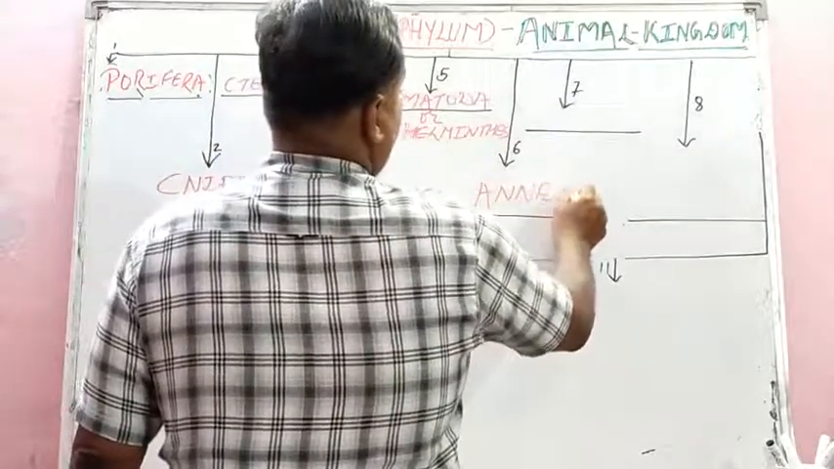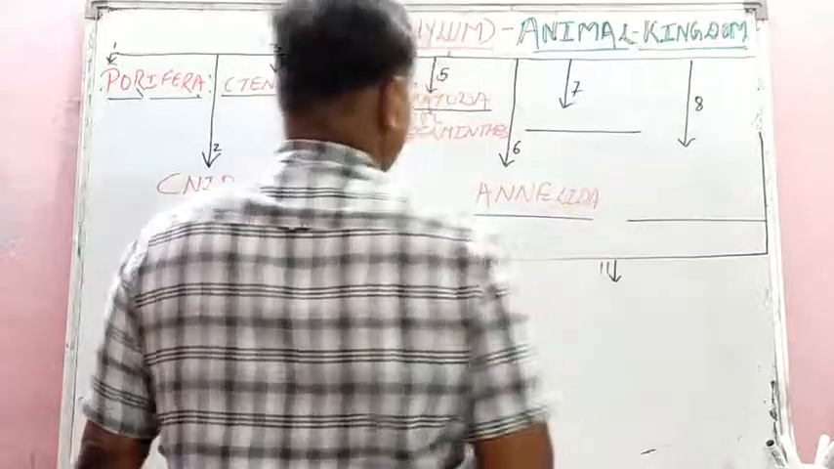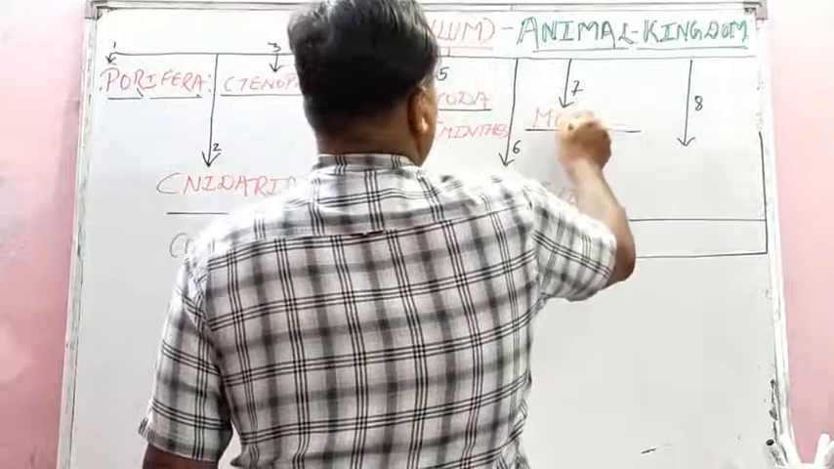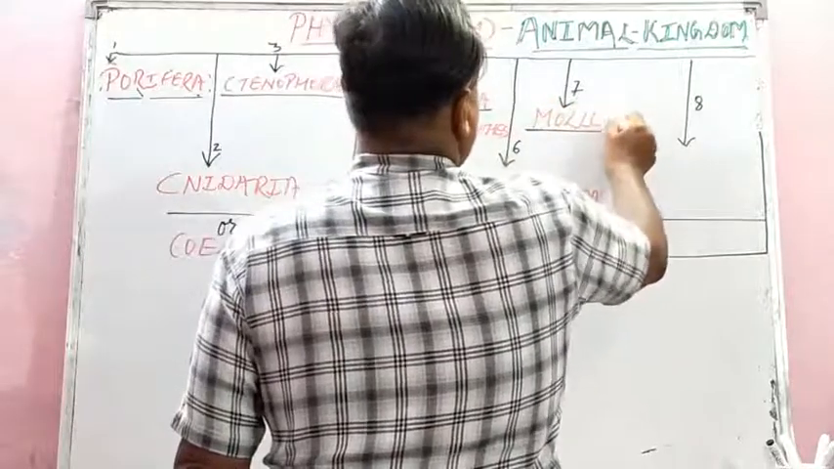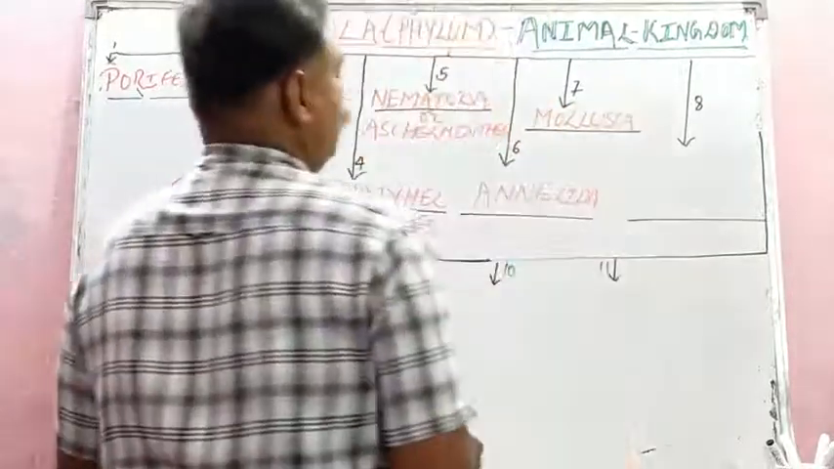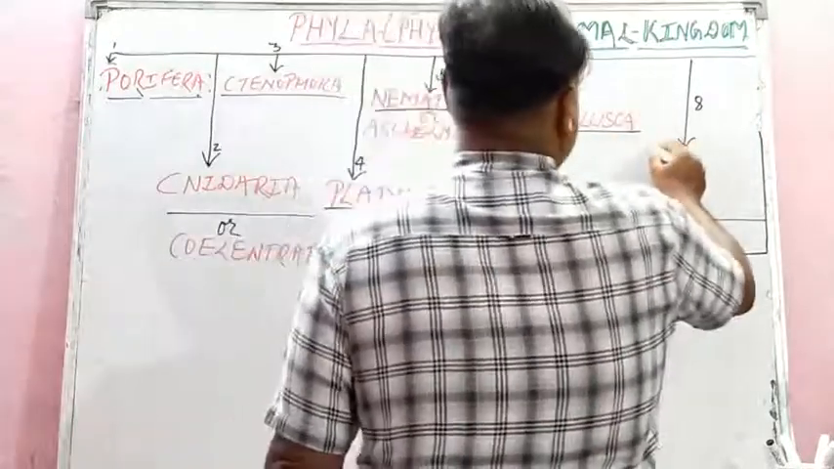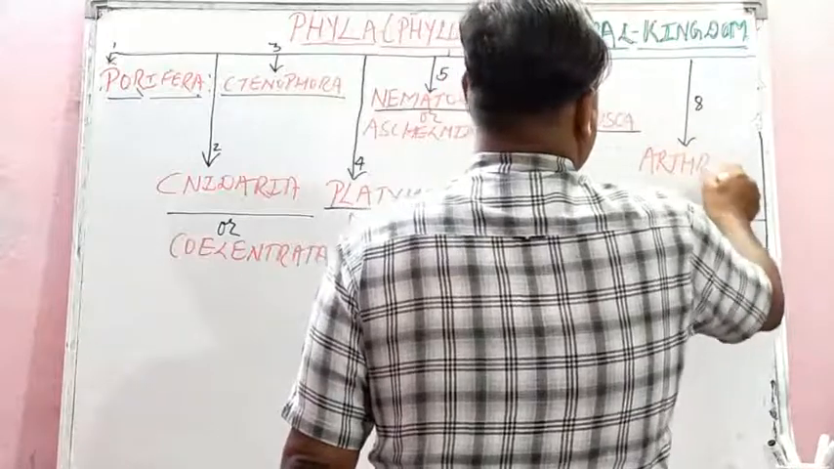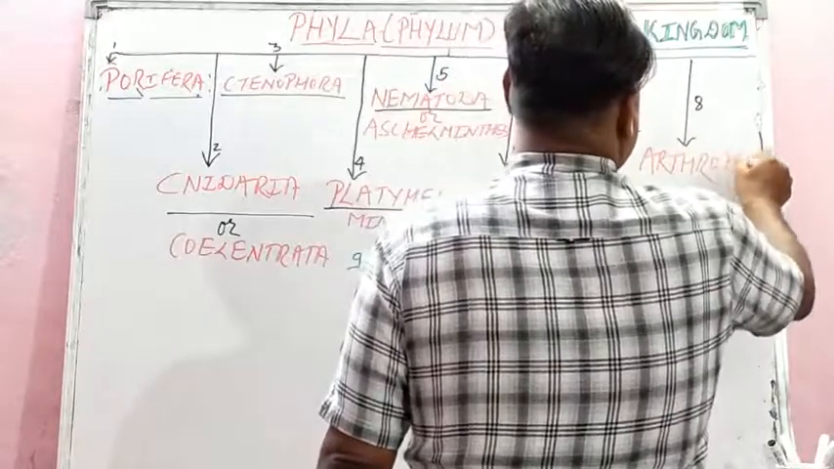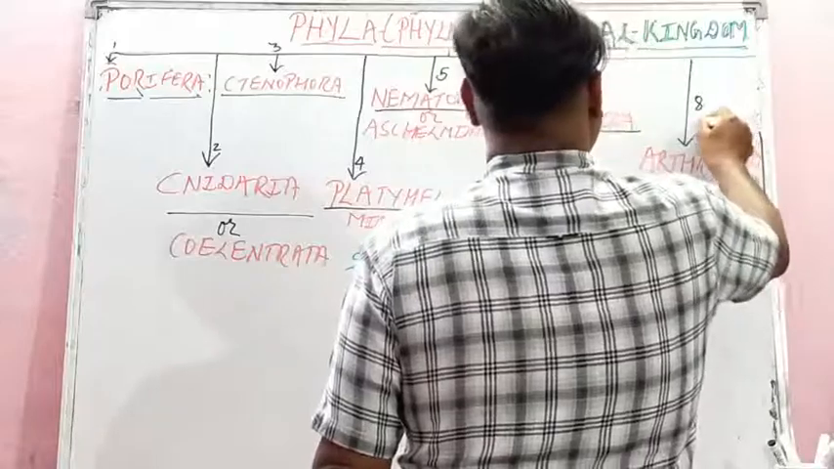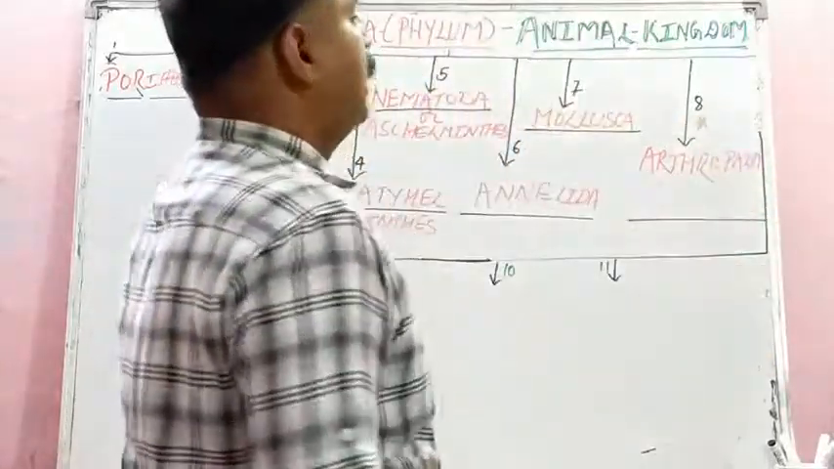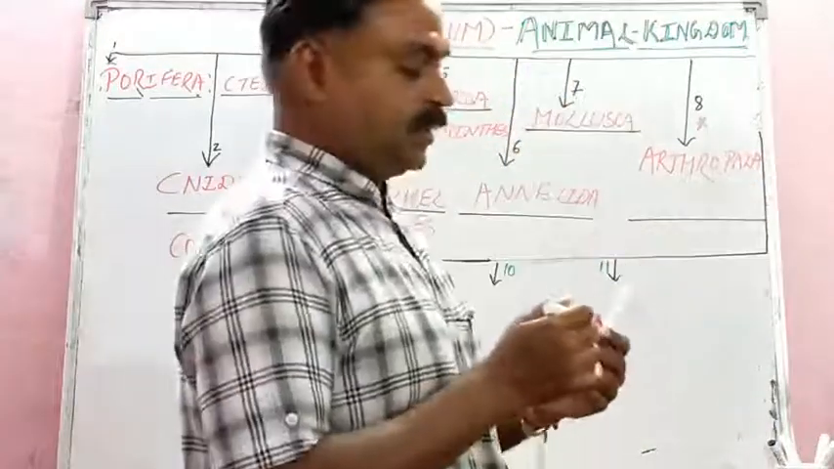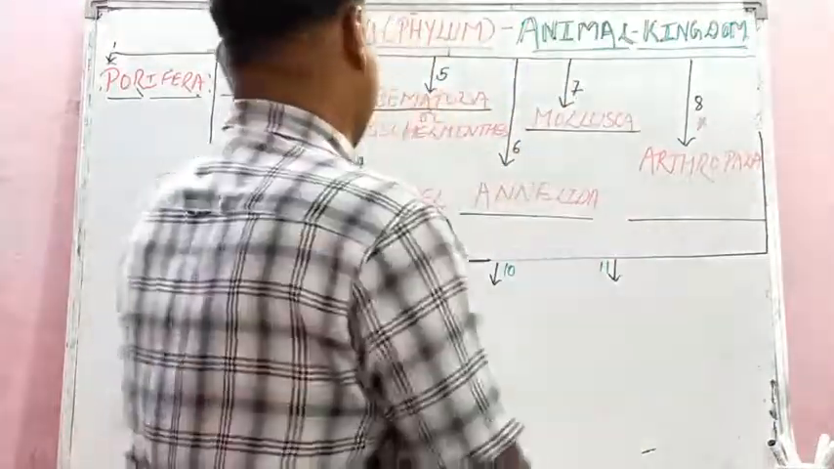Annelida, segmented body. And number seven, student, Mollusca, Unio and all, snail and all are there in this group. Student, number eight after Mollusca is your Arthropoda. Arthropoda, largest. This is asked in many GK competitions. In NPSC also you have studied. Arthropoda is the largest animal kingdom, very important question. Arthropoda is the largest animal kingdom.